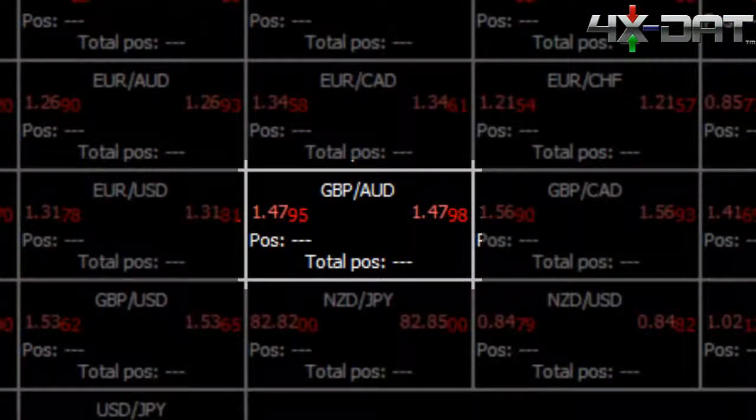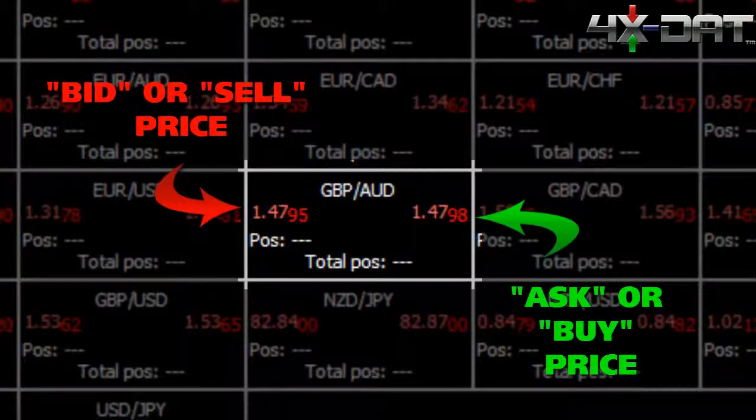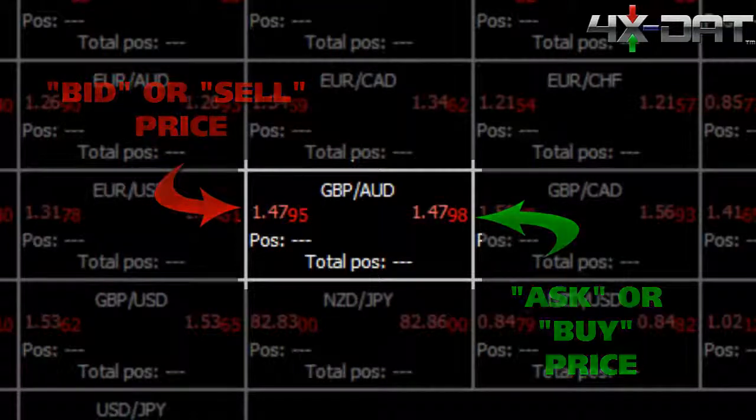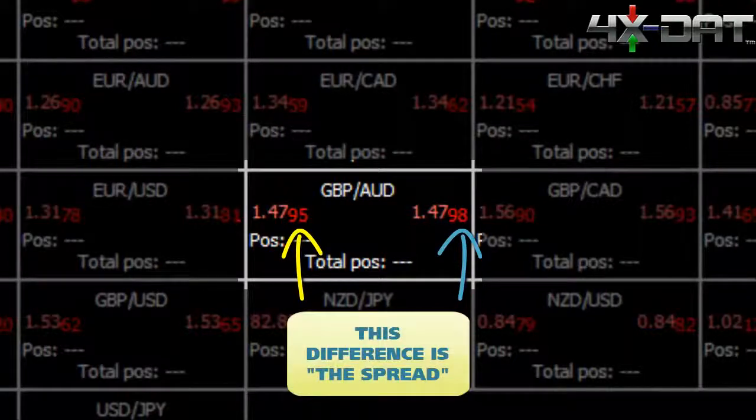The first thing you'll notice is that there are two values noted for this pair. The price on the left is known as the bid price, or the sell price, while the price on the right is the ask price, otherwise known as the buy price. So obviously, these are the prices available to you based on whether or not you want to buy or sell the pair. The next thing you'll probably notice is the fact that there is a difference between the price on the left and the price on the right. This difference is known as the spread.